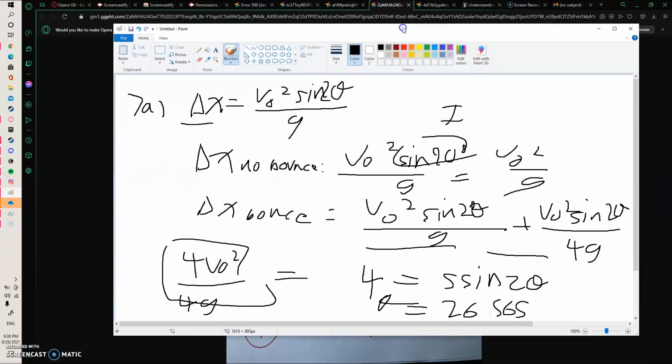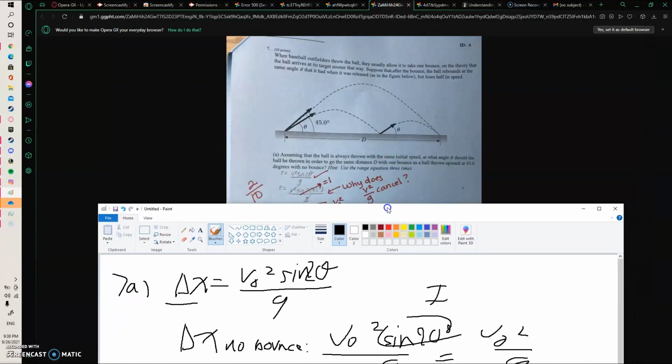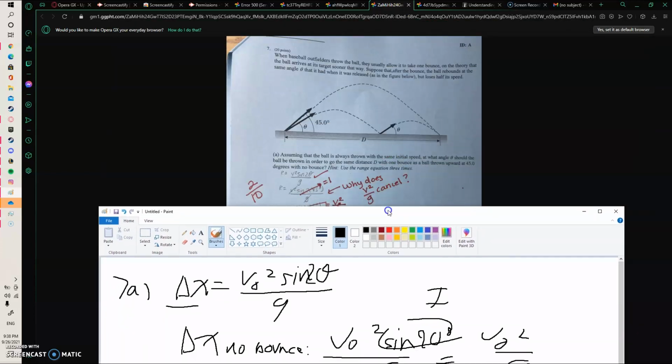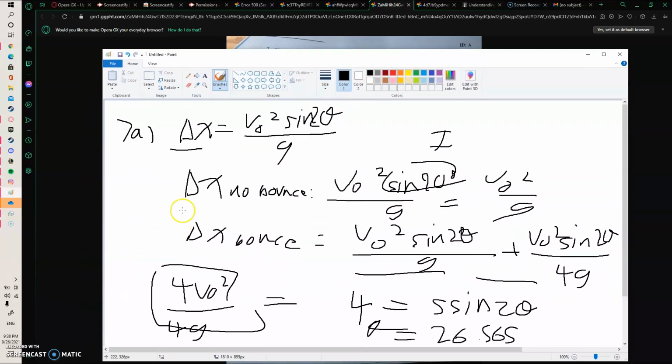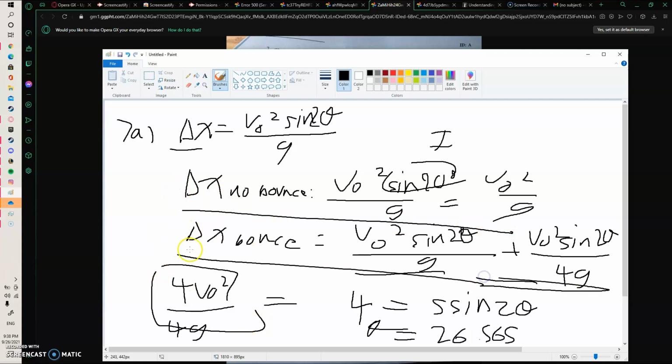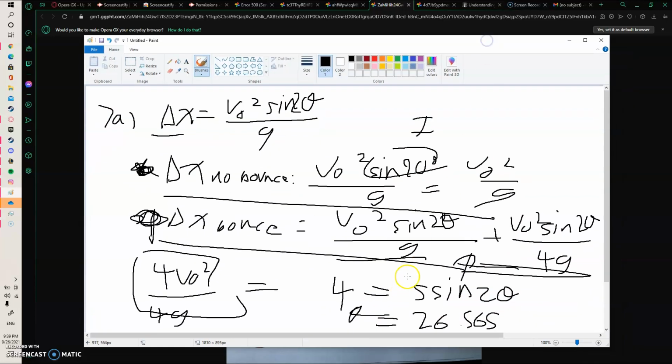So essentially what we were doing is that we're just finding the delta x with the bounce. The delta x with the bounce is this one over here, and the delta x with no bounce is distance over here, and then we're just going to set them equal, and then we get the value for theta.